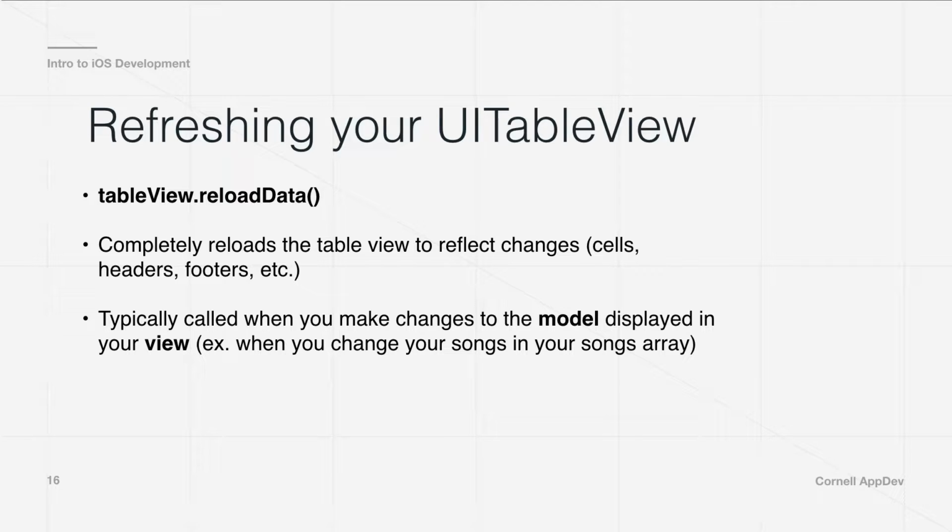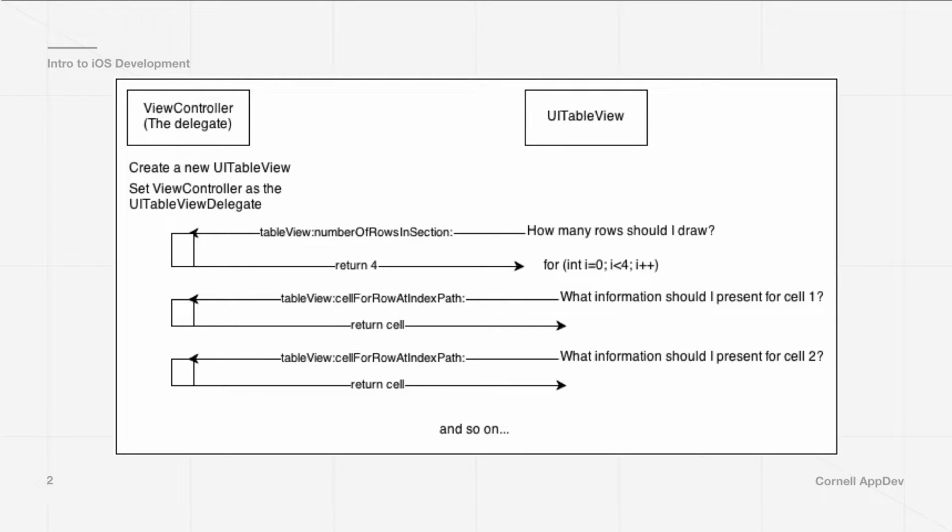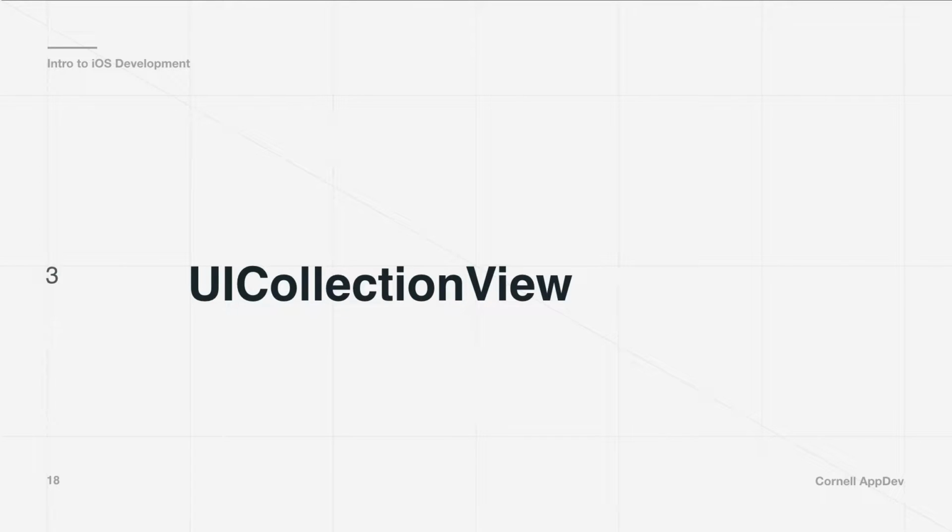Any questions about that? Cool. Here's just a diagram. So you see if we return 4 in the number of rows in section method, all that does is it'll call cellForRow 4 times, and each time it'll ask for what cell to display in this section and this row. Cool. So that's just the review of UITableViews.